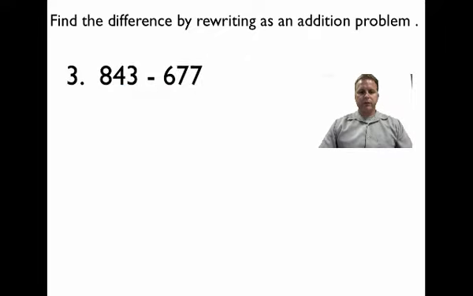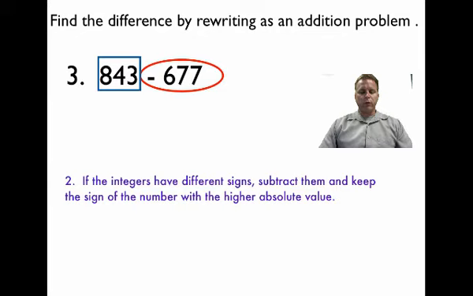Number 3, we've got a blue box and another red circle, so we will subtract, and we're going to keep the sign of which one? The blue box. So we get 166.